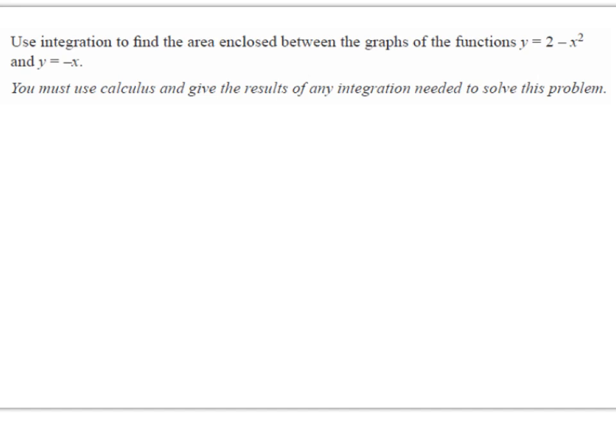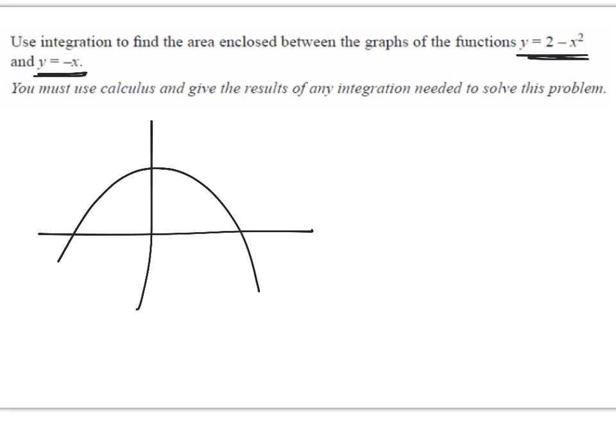Use integration to find the area enclosed between the graphs of these two functions. So this is an upside down parabola, and this is a straight line. So this is merit because we have to just get on with it and do it. So here's my parabola, we know that it points at 2, and here's the line y equals negative x. Now I'm drawing that pretty badly, but realistically that's what you're going to be doing in the exam.